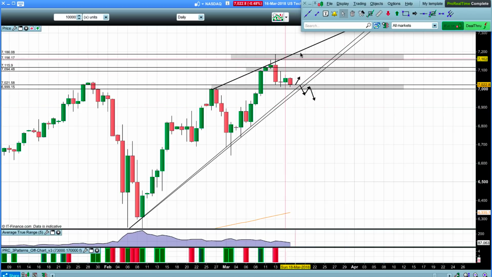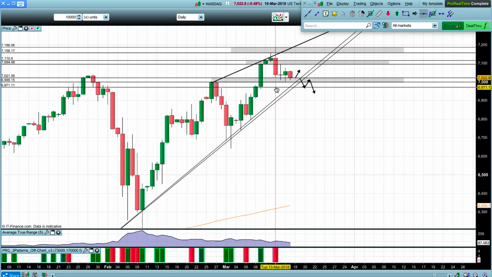Up above, we'd be watching for that potential sloping resistance. Again, if we start to break up above, the pullbacks and the continuation would start to make sense. We don't have any other price action up above as yet. We need to wait for the market to give us a little bit more evidence.